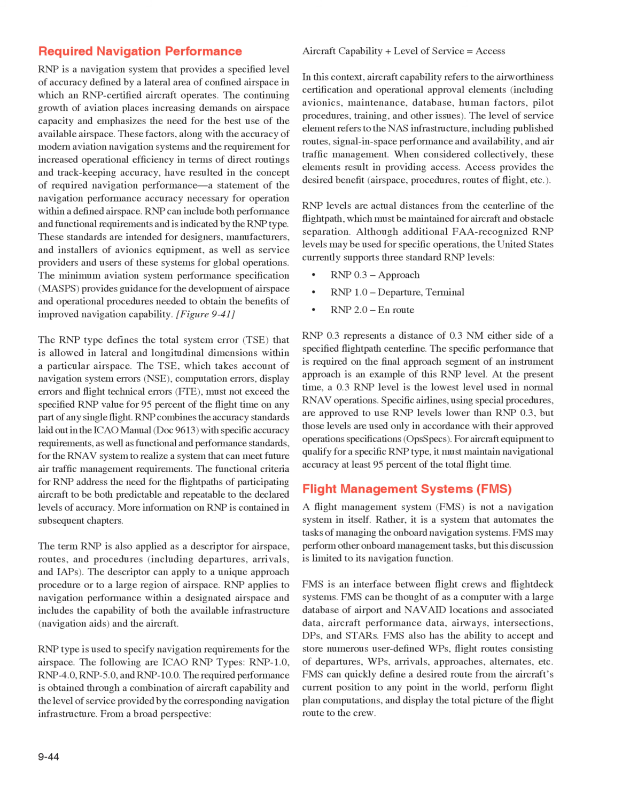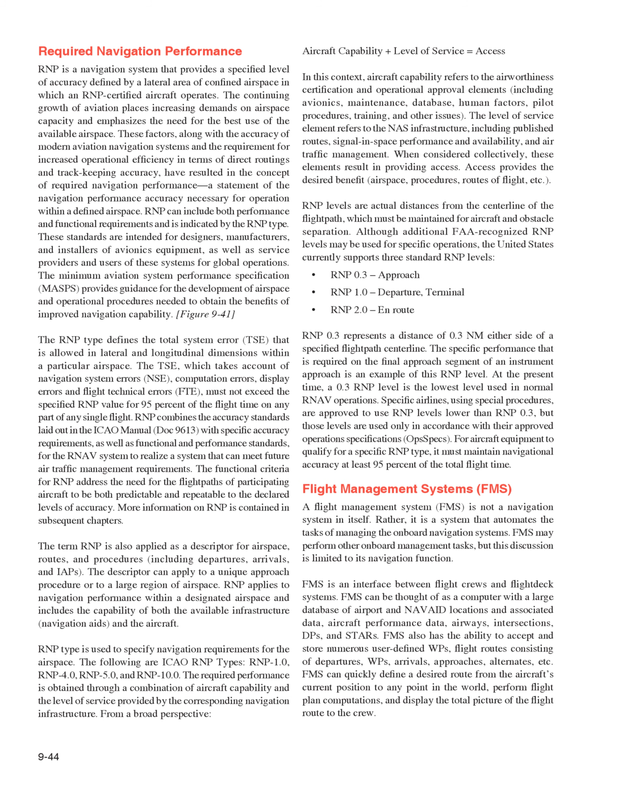Flight Management Systems, FMS. A flight management system, FMS, is not a navigation system in itself. Rather, it is a system that automates the tasks of managing the onboard navigation systems. FMS may perform other onboard management tasks, but this discussion is limited to its navigation function. FMS is an interface between flight crews and flight deck systems. FMS can be thought of as a computer with a large database of airport and navaid locations and associated data, aircraft performance data, airways, intersections, DPs, and STARs.